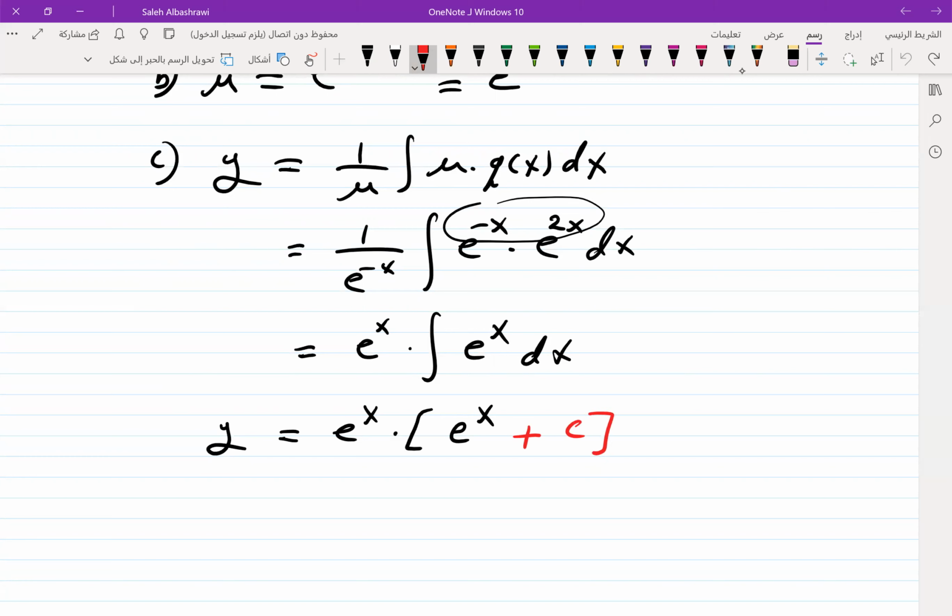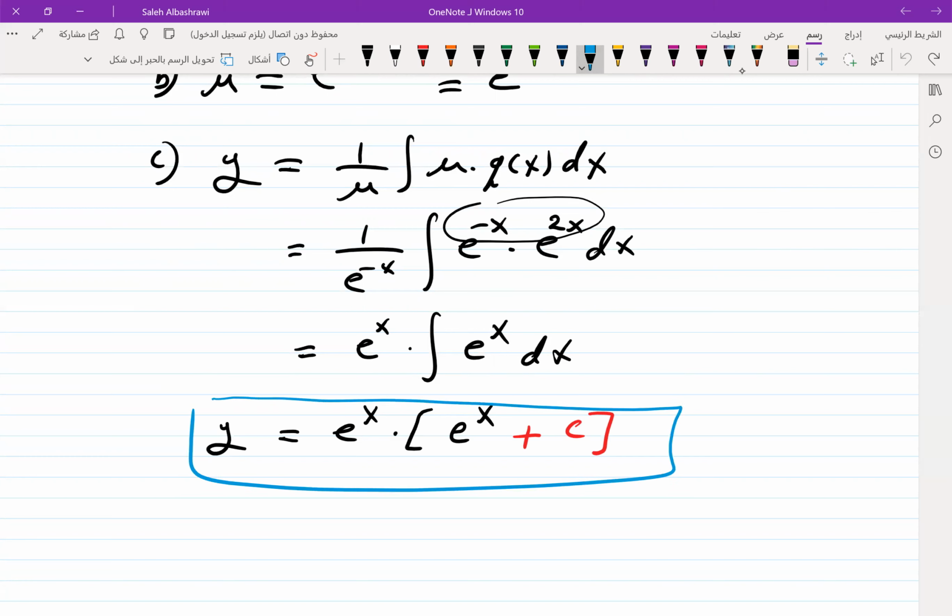So y equal to e to power x multiplied by e to power x plus the constant c. So this is the solution of the differential equation. We can open the brackets to say it is e to power 2x plus c times e to power x. But I will leave it as it is now. So the solution for the given differential equation is y equal e to power x multiplied by e to power x plus the constant c.